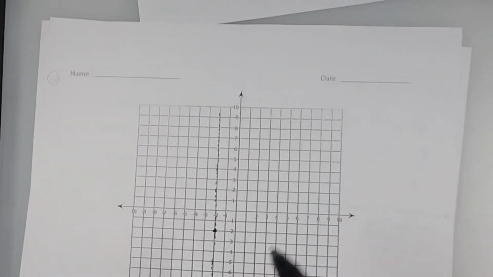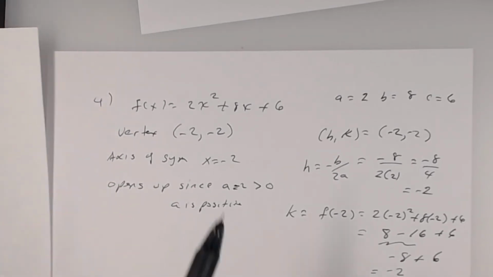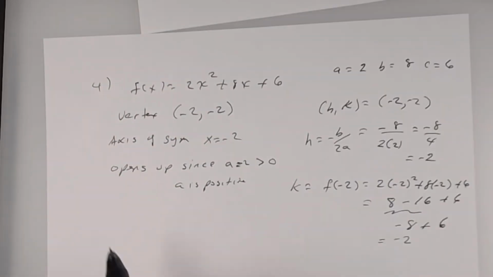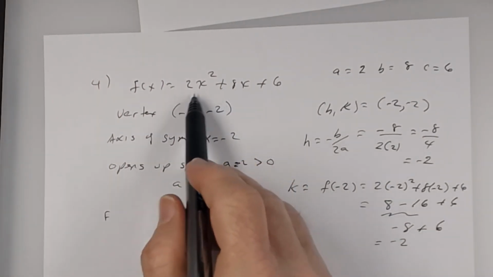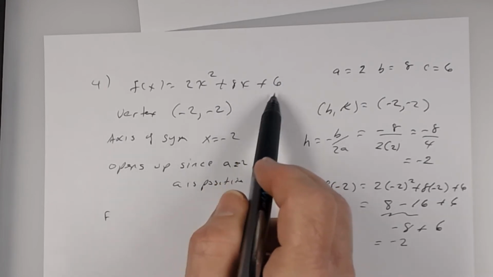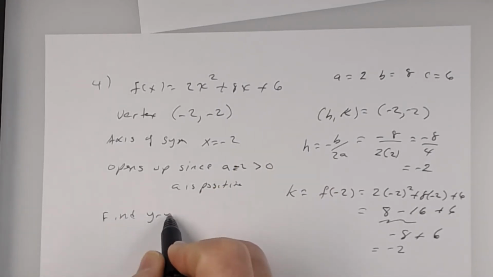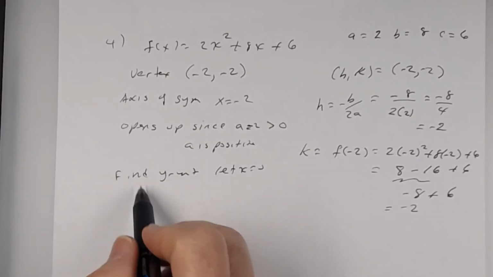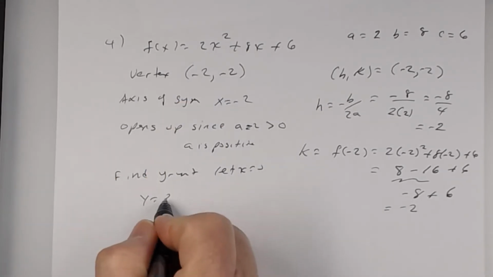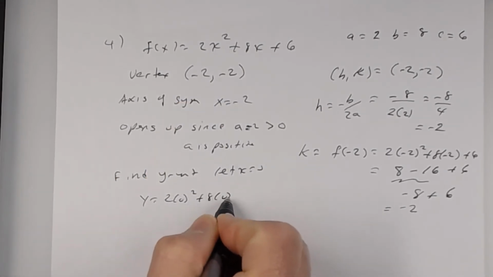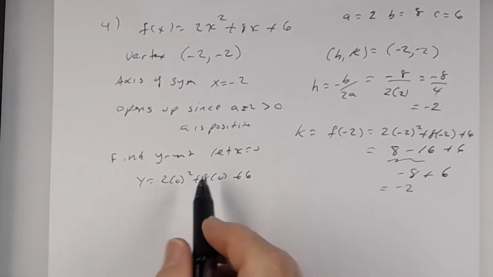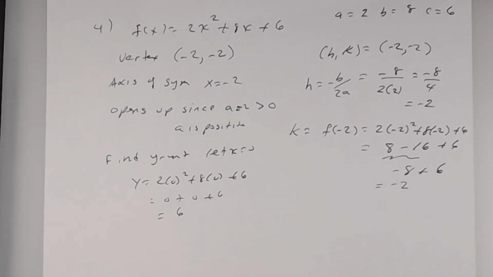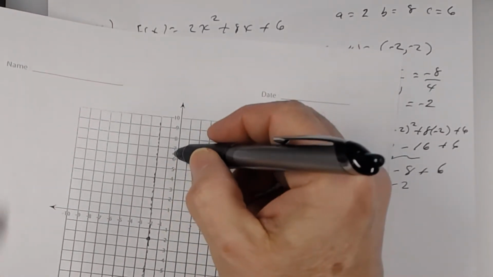The y-intercept. The y-intercept's the easiest to find. In fact, you can tell me what it is right away. What is that y-intercept? 6. Because remember, to find the y-intercept, if it's in standard form or general form, it's always your constant. So if you want to find the y-intercept, you let x be 0, right? And so then y equals 2 times 0 squared plus 8 times 0 plus 6. So I get 0 plus 0 plus 6, which is just 6. So that's your y-intercept. So it's going to cross the y-axis here.